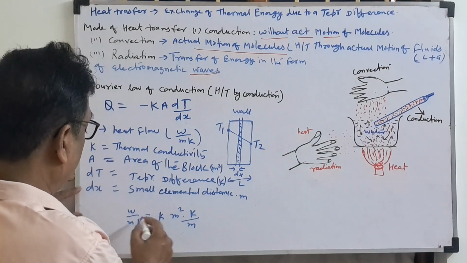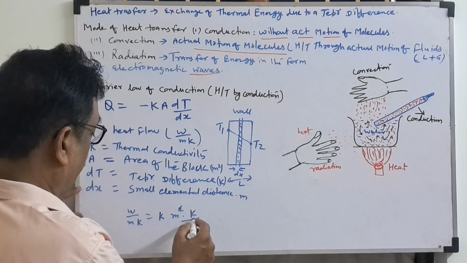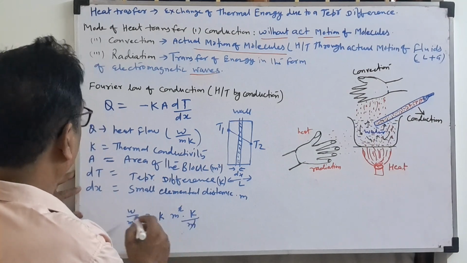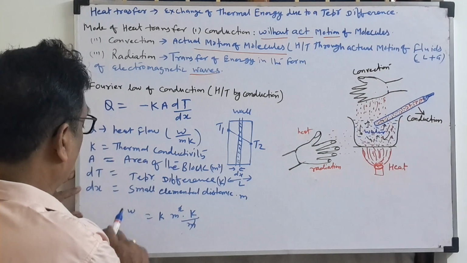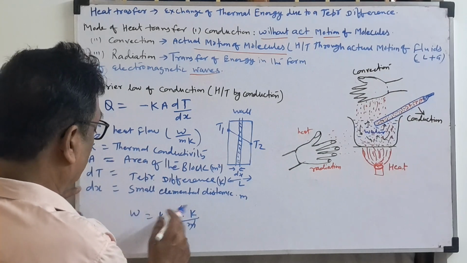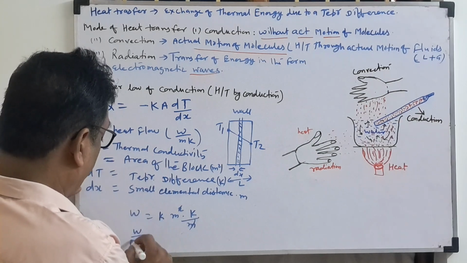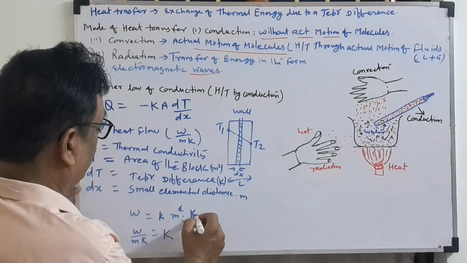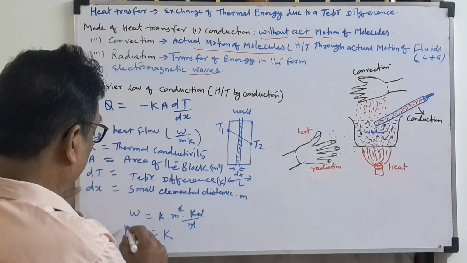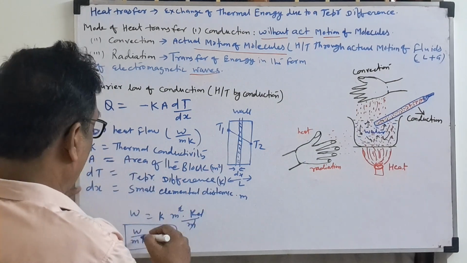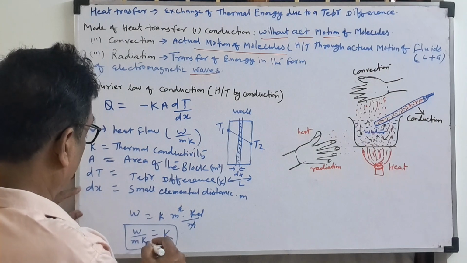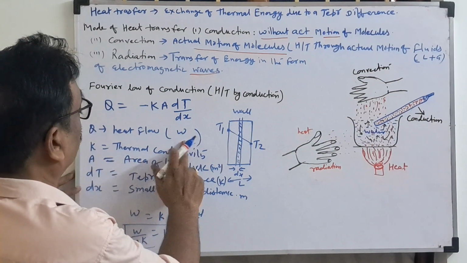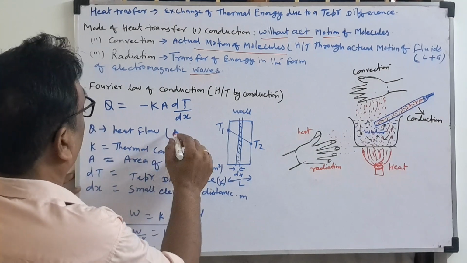So what is the K unit? The meter cancels. So what will be the K unit? This is watt, no? The Q unit is watt. So watt per meter Kelvin is known as thermal conductivity. So the thermal conductivity unit is watt per meter Kelvin. Sorry, Q unit will be watt.